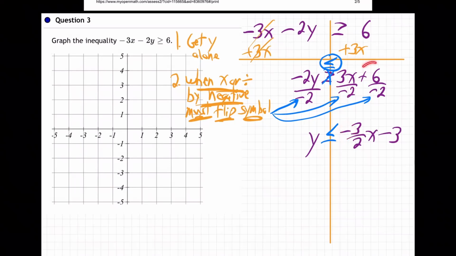Same thing over here. Here I had positive divided by negative. 6 divided by 2 is 3. Positive divided by negative is negative, like that, right? Okay. Now let's graph. How do we graph? So we've got y alone, so now you know what to do, right?